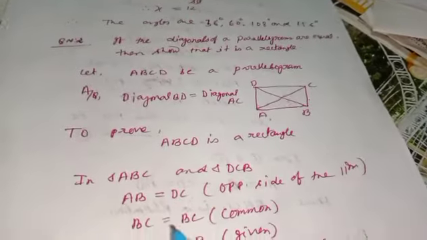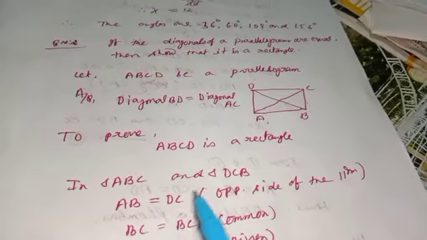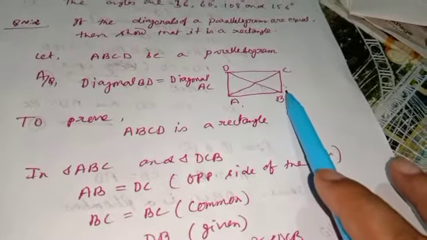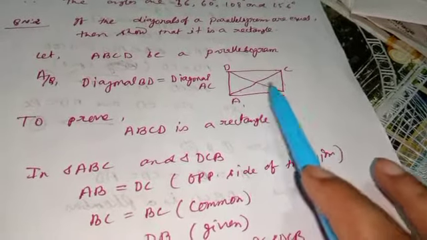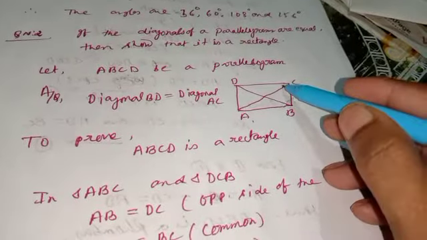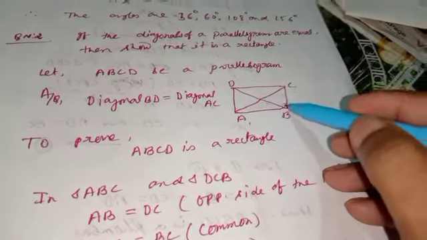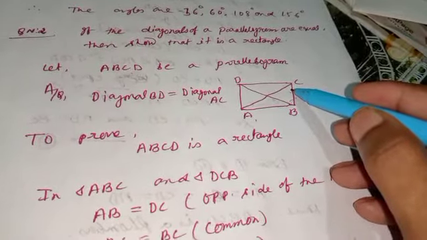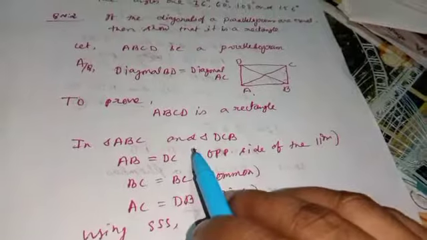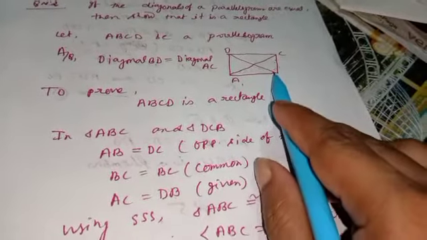So for this, I am taking two triangles: triangle ABC and triangle DCB. Why? Because if we can show these two triangles are congruent, then we can say that this angle and this angle are equal, meaning angle B is equal to angle C. Yes or no? So try to show angle B is equal to angle C. In triangle ABC and triangle DCB, you can see BC is the common base. So BC equals BC, common.